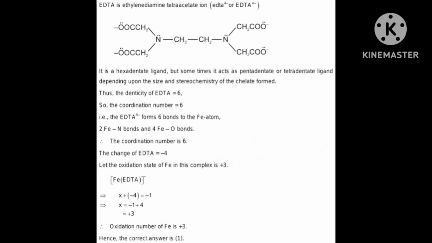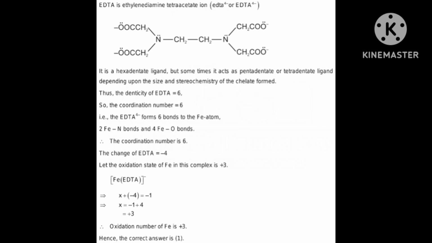Now the next term is coordination sphere. What is the coordination sphere? Already you know, but again I am telling you. The central atom or ion and the ligands attached to it are enclosed in a square bracket and are collectively termed as the coordination sphere. Means the central atom and ligands together, which you write in a square bracket, that is called the coordination sphere. The ionizable groups are written outside the bracket and are called counter ions.